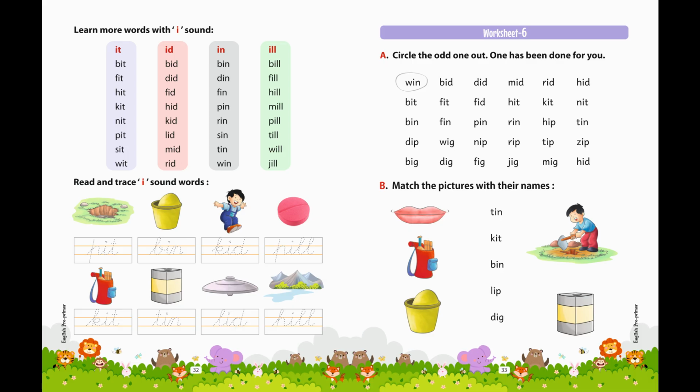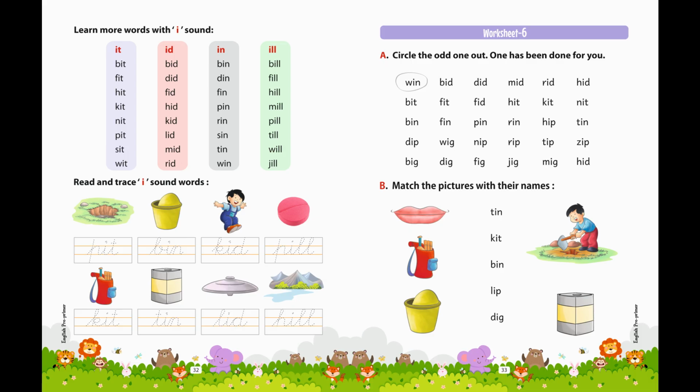Pit, a pit in the ground. Bin, a bin for trash. Kid, a happy kid. Lip, lip to smile. Kit, a toolkit. Hill, a big hill. Now use your pencil and trace each word carefully. Nice and neat, everyone.